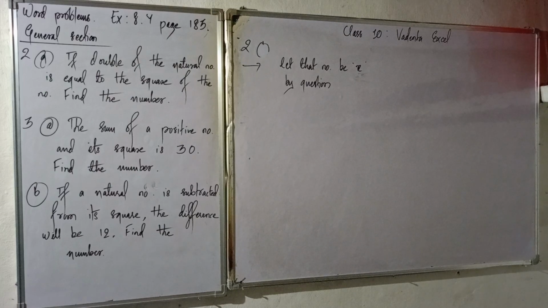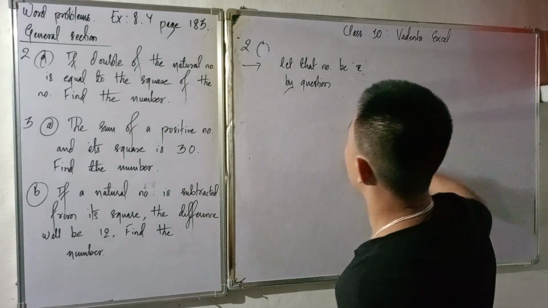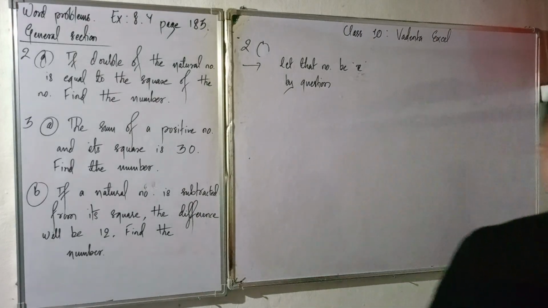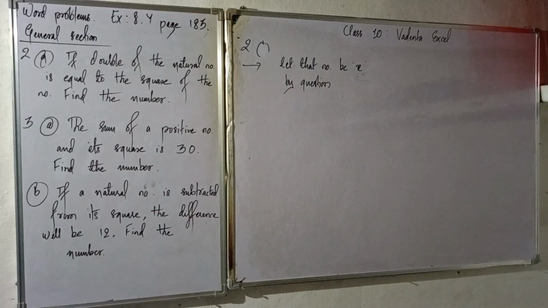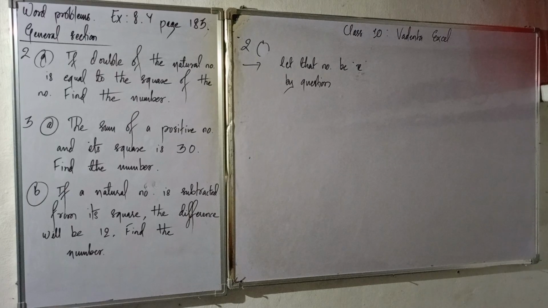So we are just in the chapter, Exercise 8.4, page number 183, the word problems related to quadratic equations. We are just continuing the previous chapter, now just the continuation of the word problems section. The page number I have already written on the board: Exercise 8.4 of Vedanta Excel.